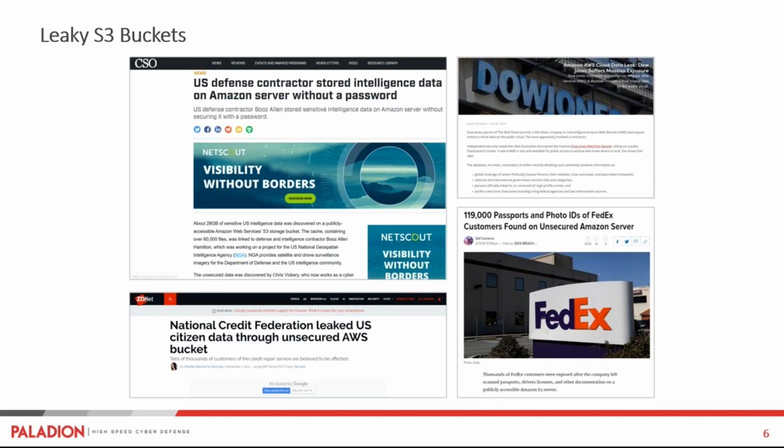So one of the most talked about breaches last year was that of Capital One, which happened in July of 2019. Over 100 million credit card applications, including social security and bank account numbers, were leaked. So this is just one of many examples where we have seen leaky S3 buckets being a cause of data exposure.